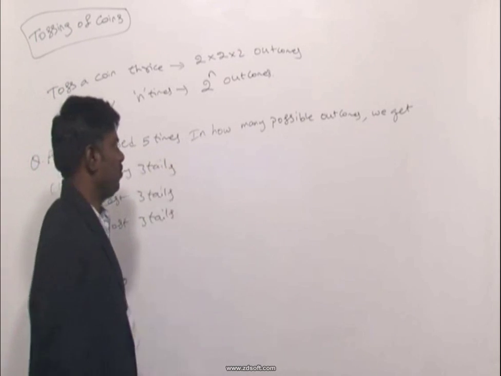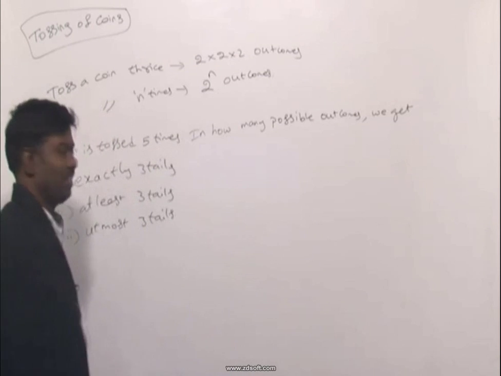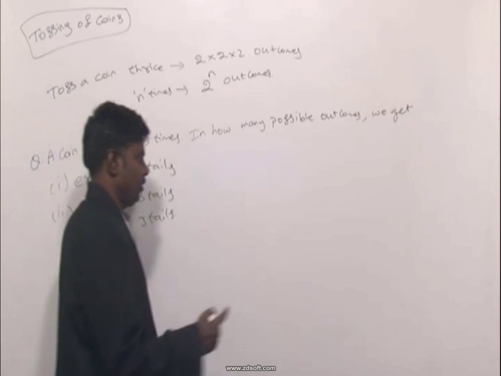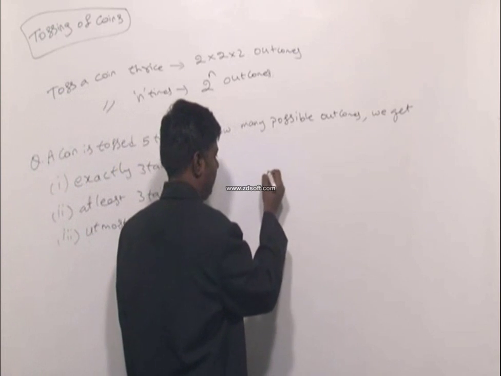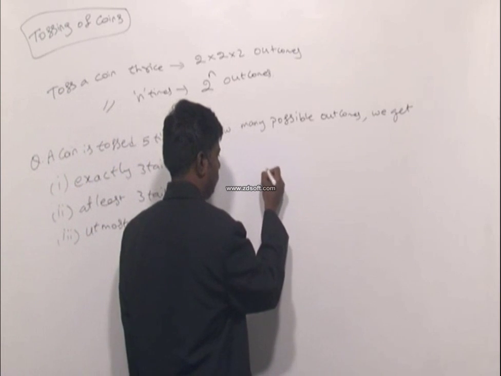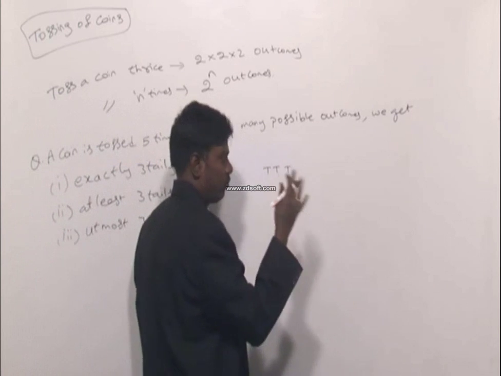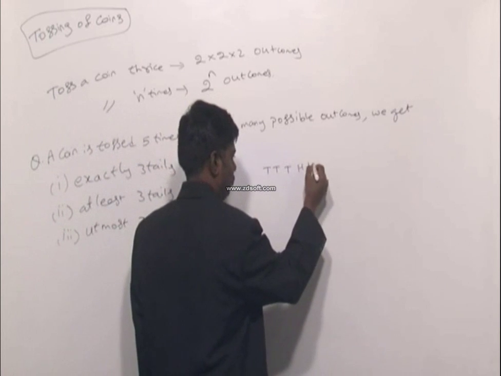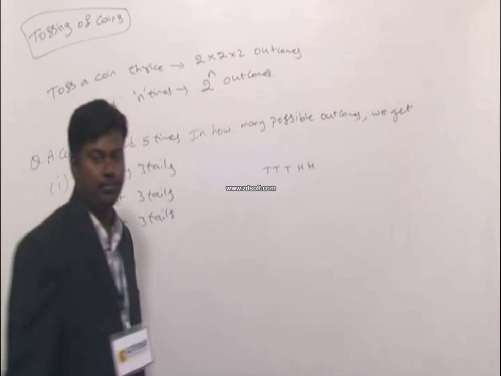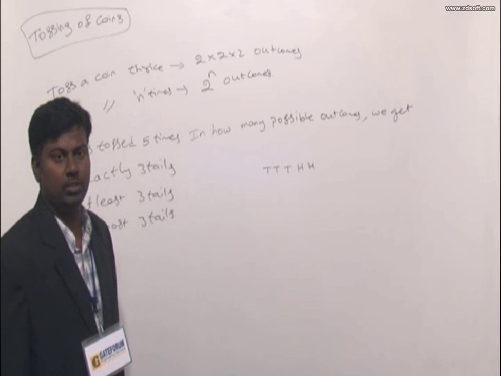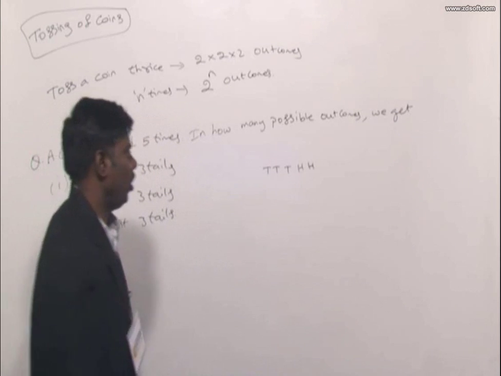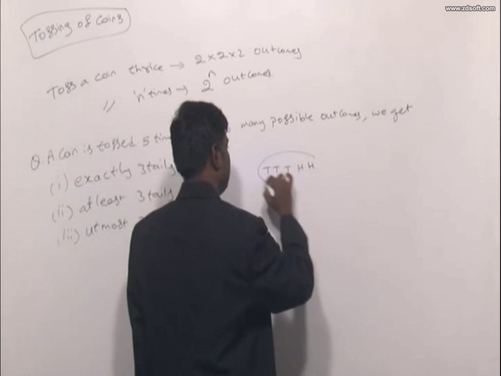Coin is tossed 5 times. How many possible outcomes? We get exactly 3 tails. Now, those 3 tails can be, let us consider one possibility. 3 tails, 1 heads, 2 heads, right? 3 tails, 2 heads. Now, in how many ways is this possible?